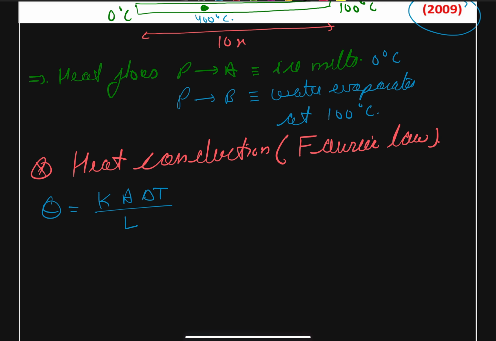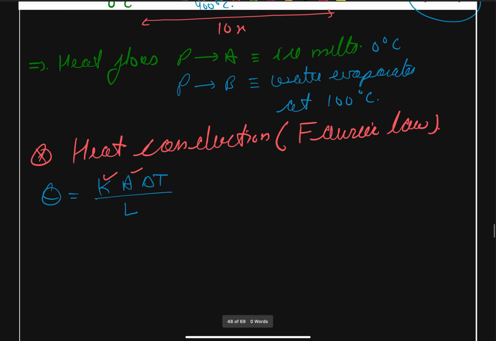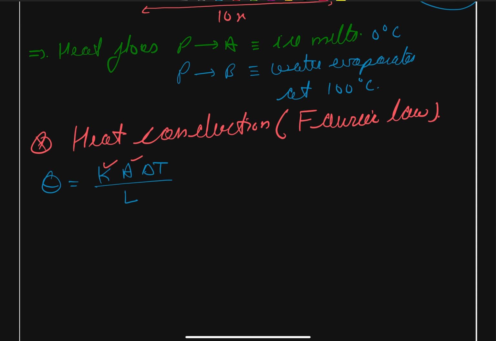Q is the heat flow rate, K is the thermal conductivity, A is the cross-sectional area, delta T is the temperature difference, and L is the length. And because this rod is the same, K and A will be the same for the entire section, the PA section as well as the PB section. So let us first discuss the PA section.